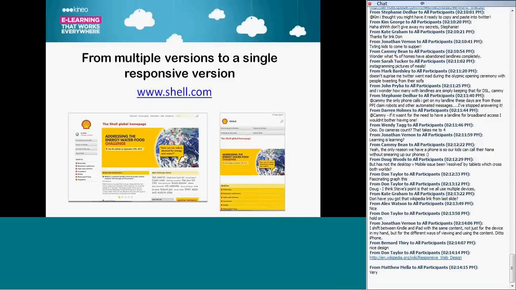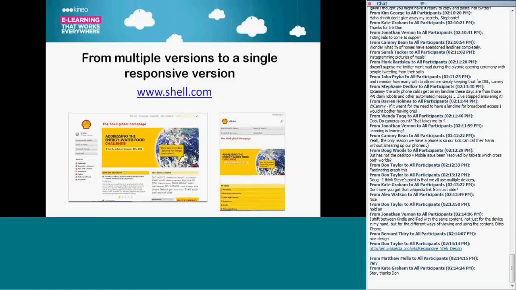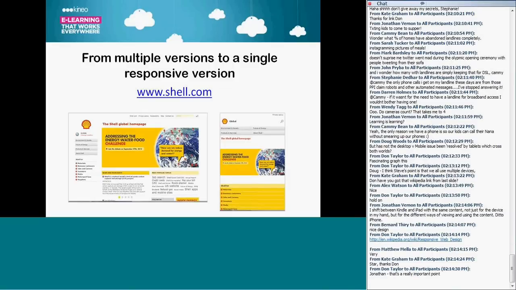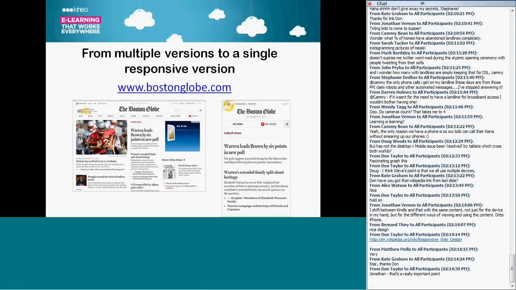And there are lots of examples of these now on the web, becoming quite common. So if you want to look at some of them yourselves, and you can practice rather than me trying to grab the corner of a screen and shrinking it, try shell.com. On the left-hand side is the Shell global homepage for a desktop. When you shrink it down, it looks very different on a mobile phone. And there are lots of examples.